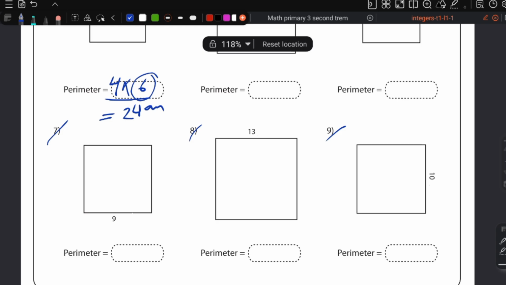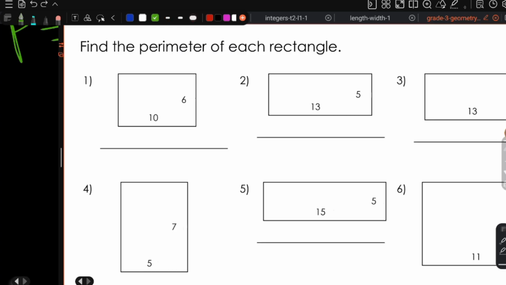Let's go to the rectangle. So if you look at this question, find the perimeter of each rectangle. I know that for the rectangle, the perimeter is equal to 2 times (length plus width). In these problems I need the perimeter. He forgot the unit also here. This is 10, let's imagine that it is 10 centimeters.